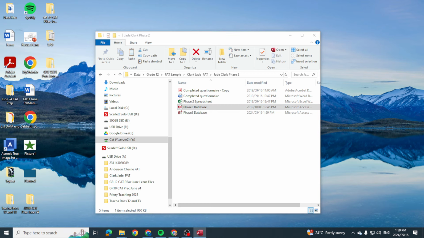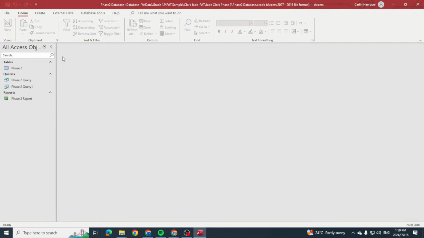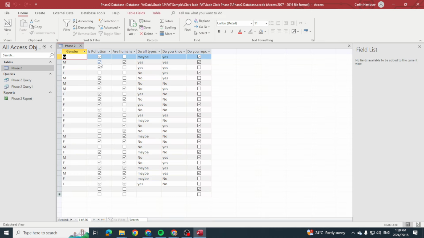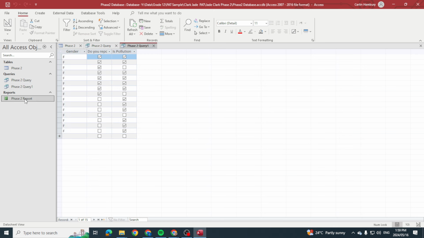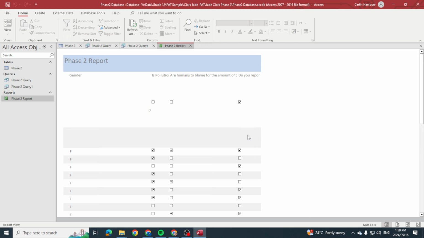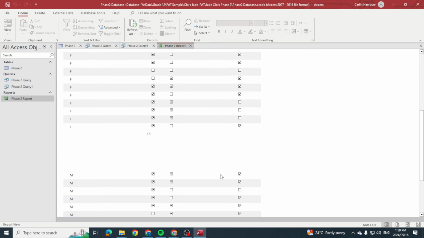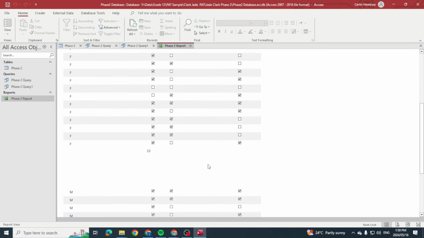So what they did was they took that and turned it into a database with a table. You can see the headings or the fields here are the questions. Then we've got all the data. So you've obviously got to set up the data types, etc. From there, they pulled a query. They pulled a second query. And they put together a report. Okay, this is obviously not done very well, but you get the idea.